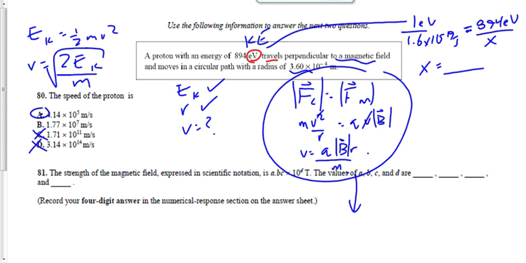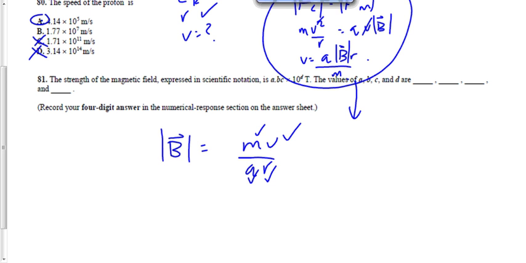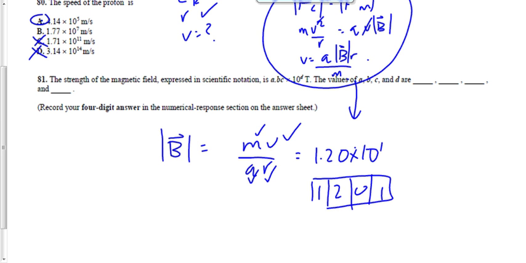We're going to use that in question 81 now that we know the speed. So we're going to say B, if I rearrange that, ends up being equal to mv over q times r. I got m, I got v, I got q, I got r. Solve for the magnetic field. And what did that work out to be? We get 1.20 times 10 to the 1, which is the way they want it expressed.